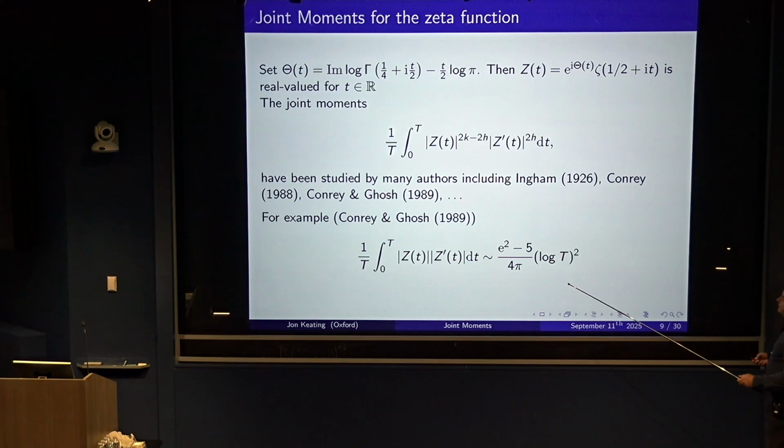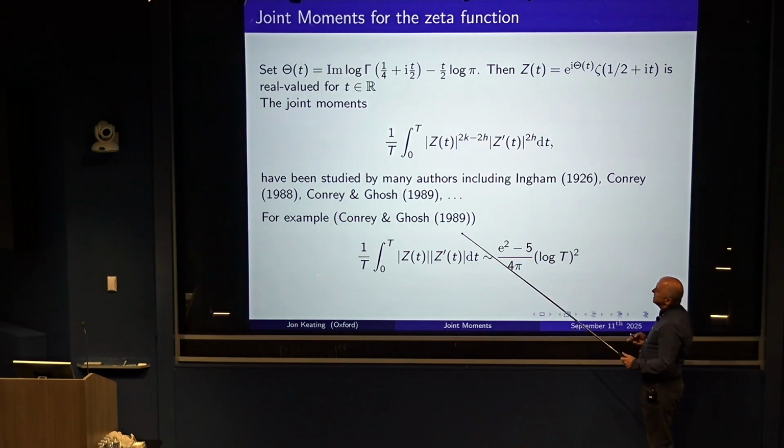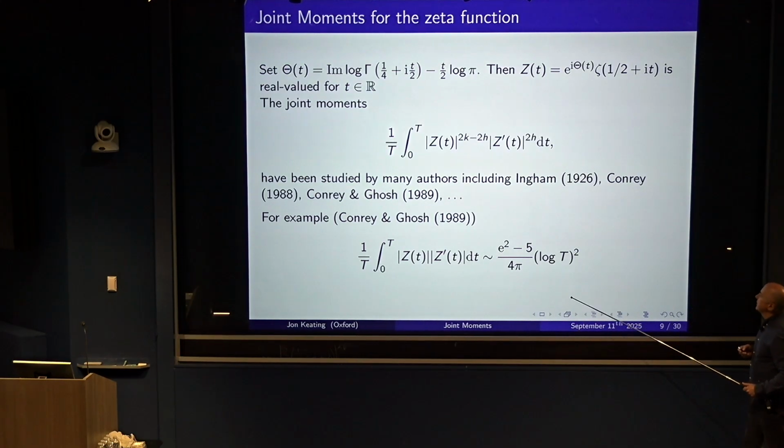An example of a formula that Conrey and Ghosh worked out in 1989 was, if you take the absolute value of z and multiply it by the absolute value of z prime and average that along the critical line, you get this very beautiful formula that involves e squared minus 5 over 4 pi. So these are not rational numbers now.